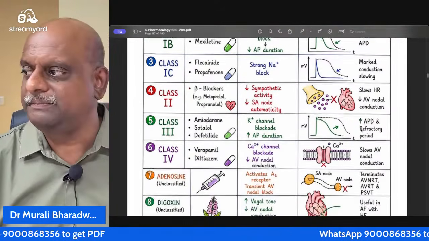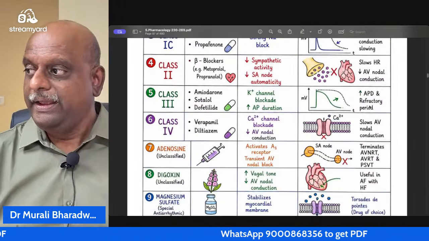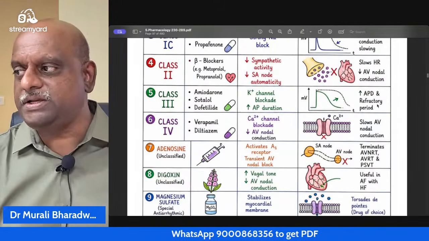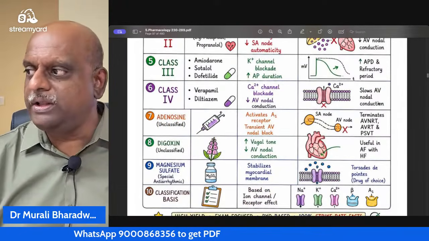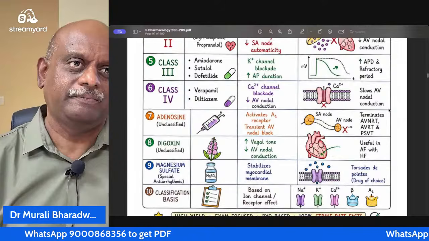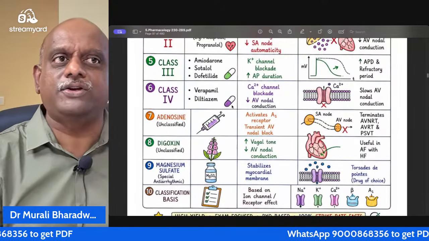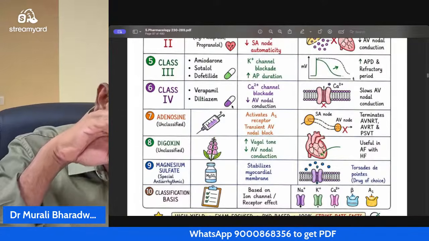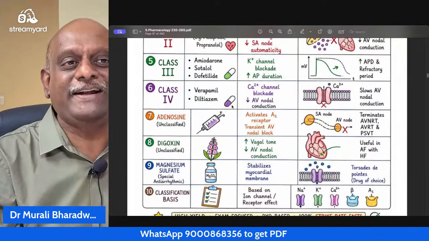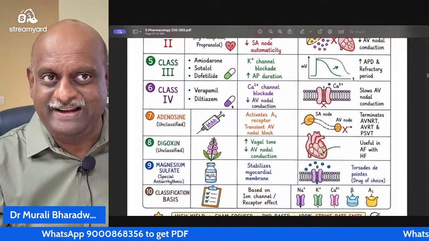Important points. Then class 3 increases action potential duration and refractory period. Class 4 will slow the AV nodal conduction. That is their mechanism. Who will prolong and who will shorten the action potential duration, that is what matters in antiarrhythmics. The guy who knows, remembers and can tell is the winner.